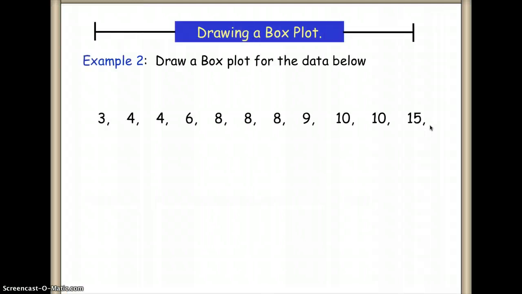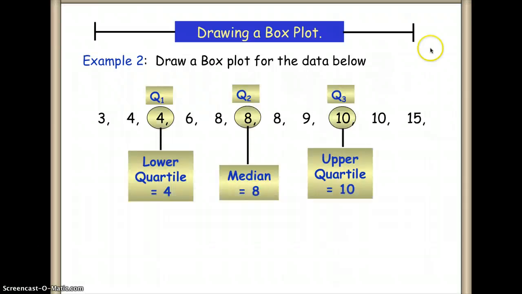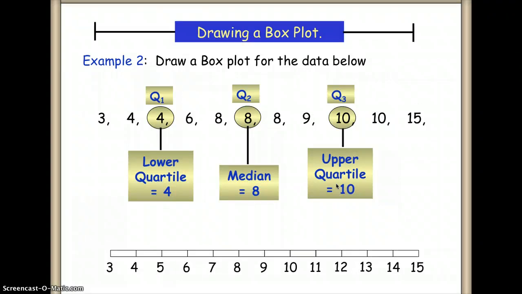Here's another example. Draw a box and whisker. Again, get the median, the lower quartile, and the upper quartile. Here we go. The middle is 8, which is your median, and then the lower quartile is 4, which is the 25%, and the upper quartile is 10. If you're drawing a box and whisker, you need to have a number line with all values at the bottom. It doesn't have to be by 1. If you have big values, your number line could be by 5, like 5, 10, 15, 20. It could be by tens. It could be by 50s, depending on your data.